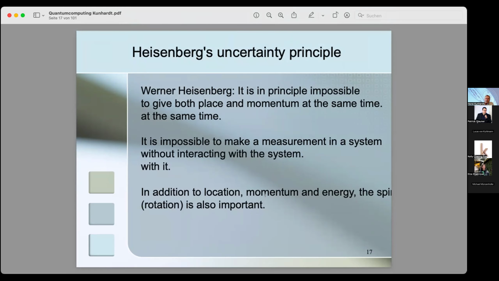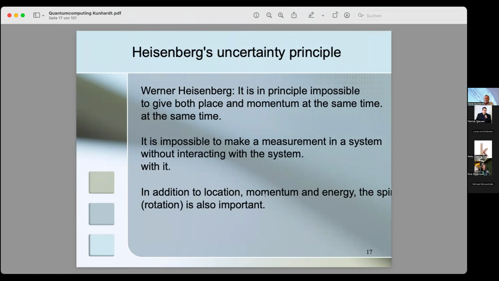So what about measurement? In computer science, we always want to have a deterministic result. One time, 10 times, a million times, and we always have in a deterministic system the same behavior and the same results. In quantum physics, it's a bit different.